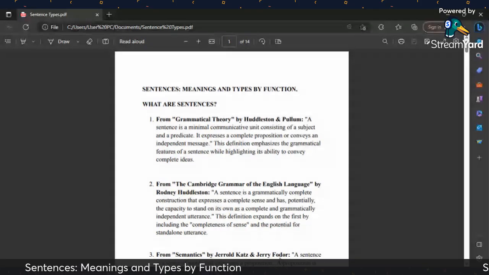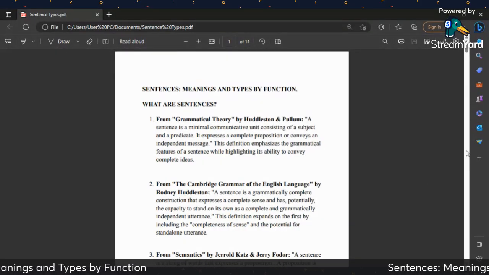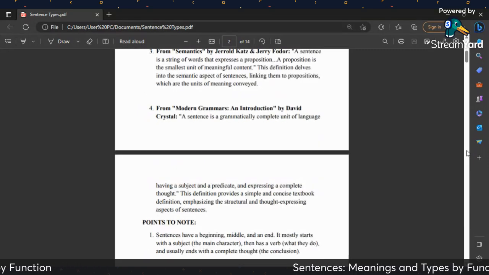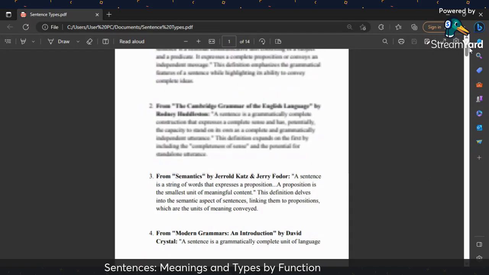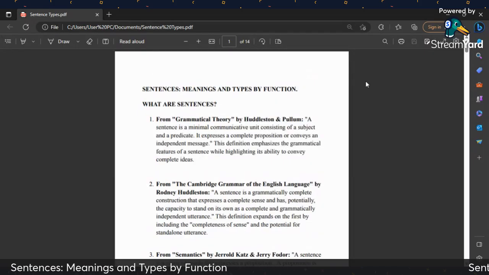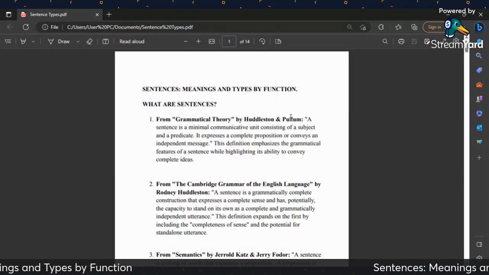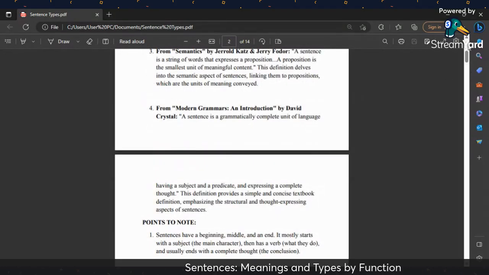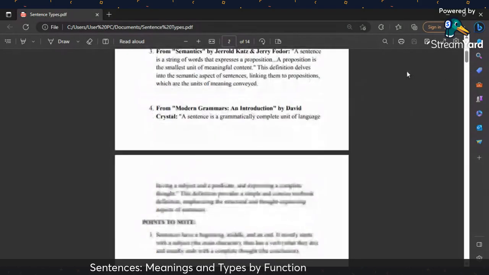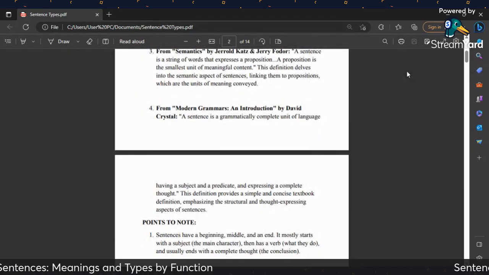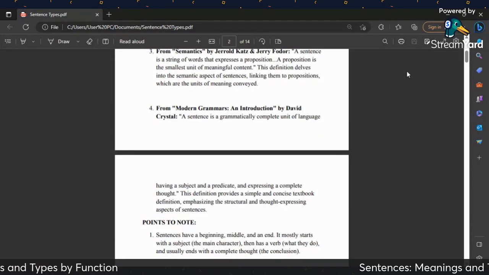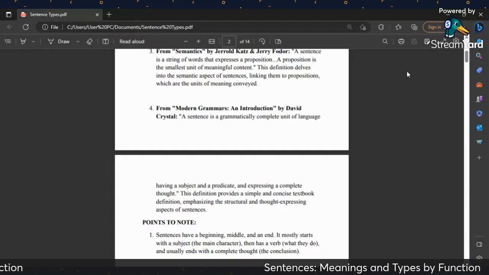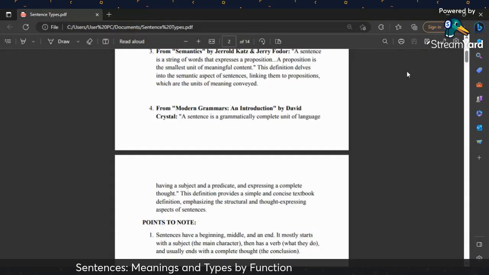We're moving on to the next definition by Jerry Fodor and Jerrold Katz. So they define a sentence as a string of words that expresses a proposition.